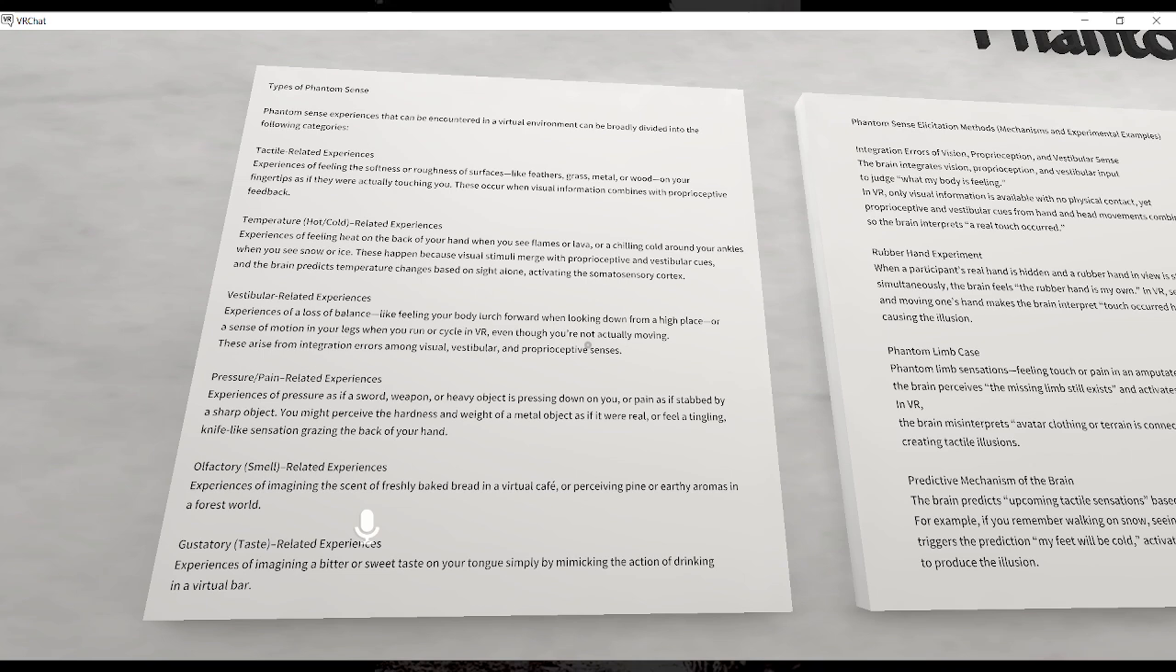Vestibular-related experiences. Experience a loss of balance, like feeling your body lurch forward when looking down from a high place, or a sense of motion in your legs when you run or cycle in VR, even though you're not actually moving. These arise from integration errors amongst visual, vestibular, and proprioceptive senses. Proprioceptive senses.